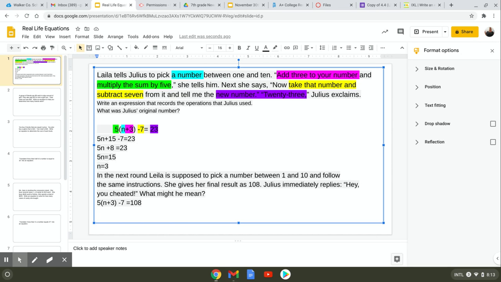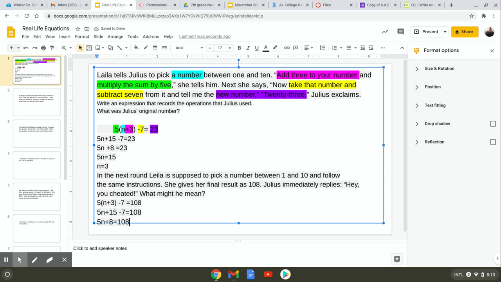Okay, I hope you're back. So you would have distributed the 5 and you would have gotten 5n plus 15 minus 7 equals 108. Then you would have combined and you would have gotten 5n plus 8 equals 108.